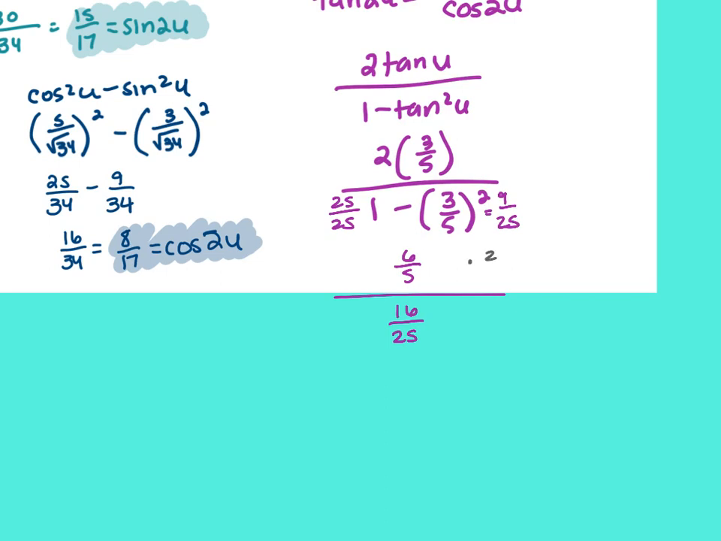And then keep change flip. 5 goes into 25 5 times. 6 and 16 are both divisible by 2. And I get 3 times 5 over 8, or 15 over 8.